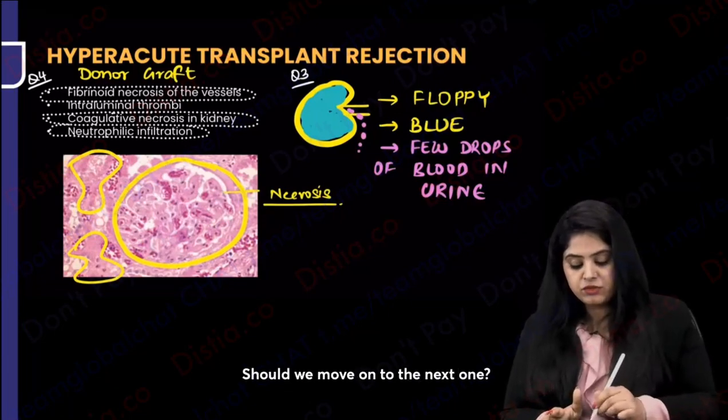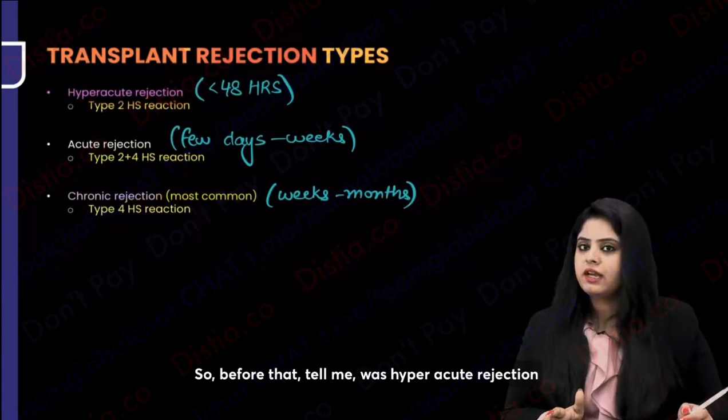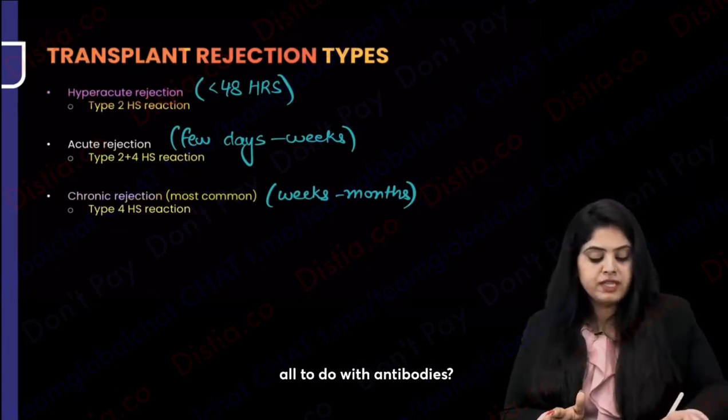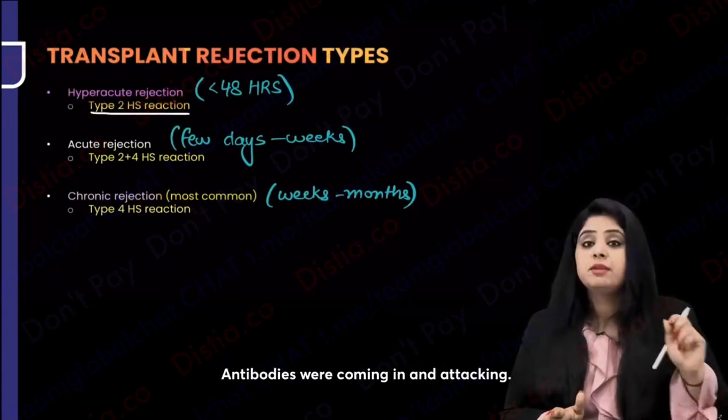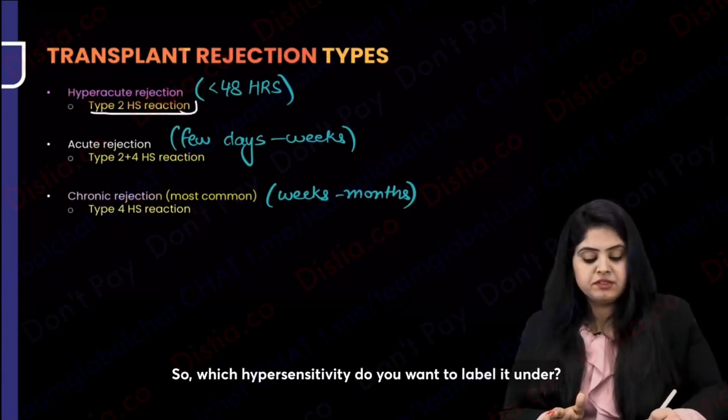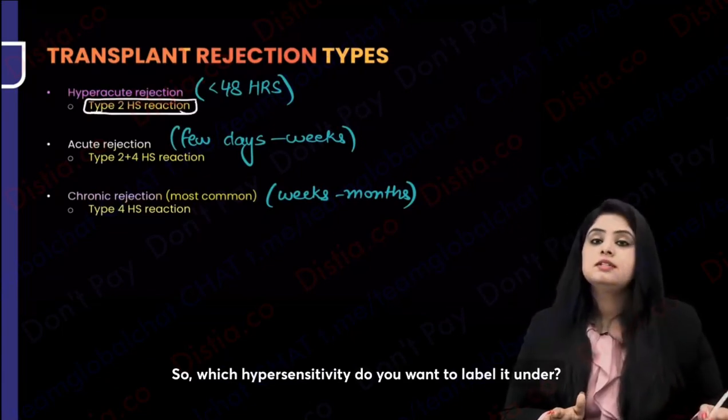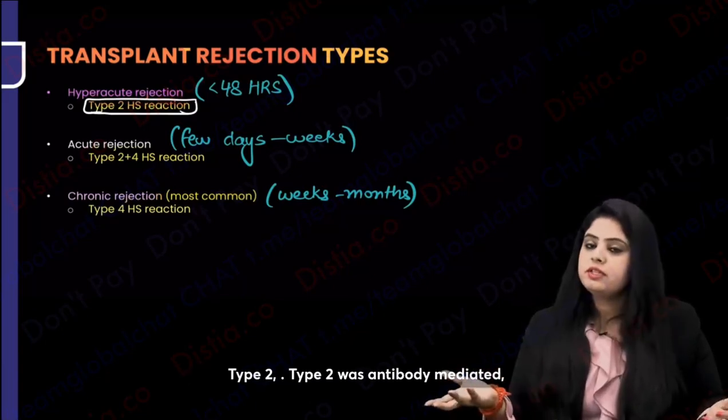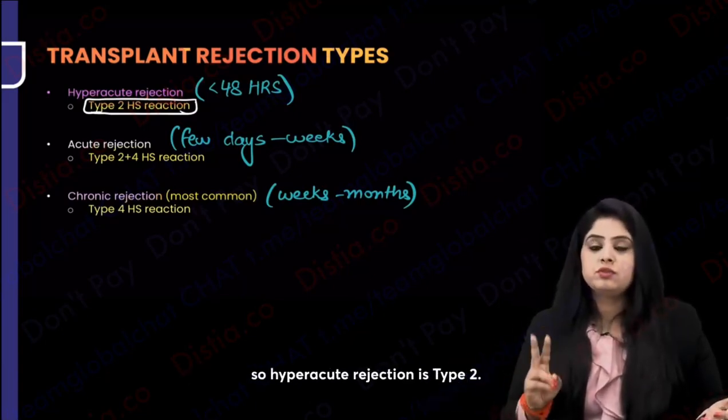Should we move on to the next one? So before that, tell me, was hyperacute rejection all to do with antibodies? Antibodies were coming and attacking. So which hypersensitivity do you want to label it under? Type 2, because type 2 was antibody mediated. So hyperacute rejection is type 2.